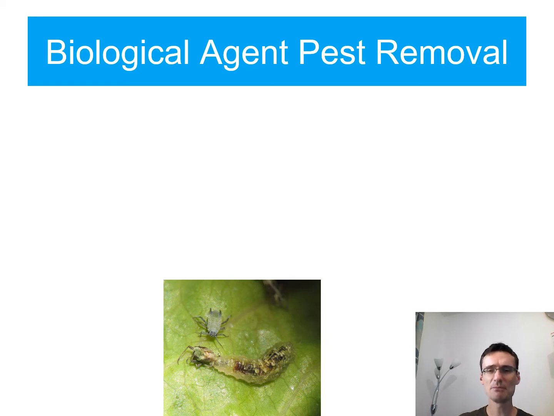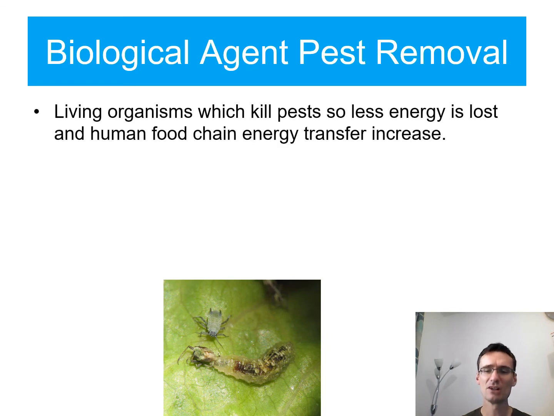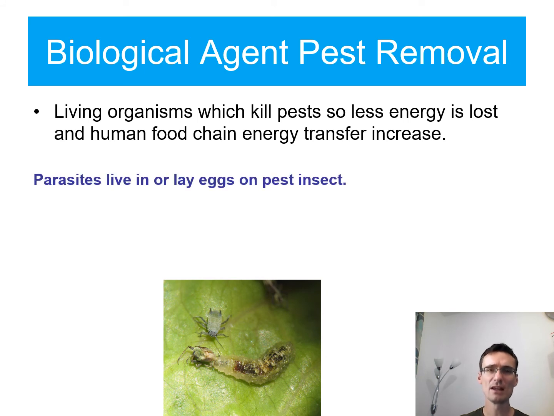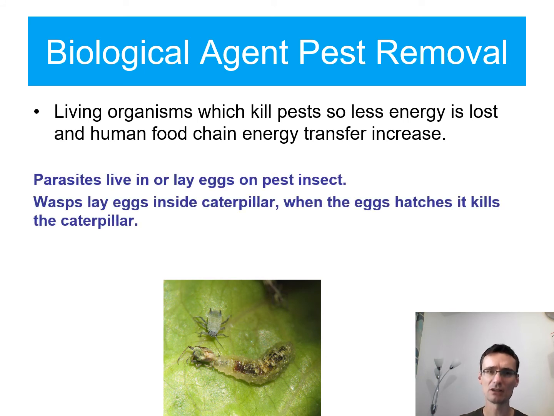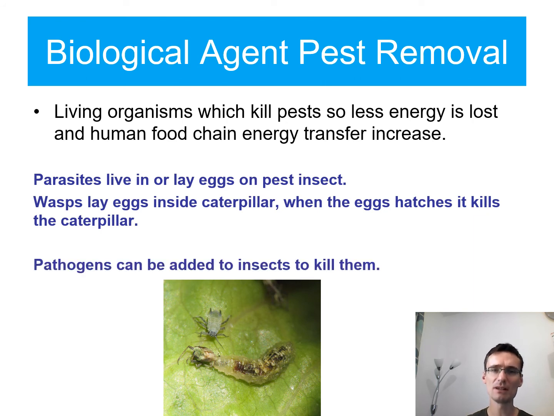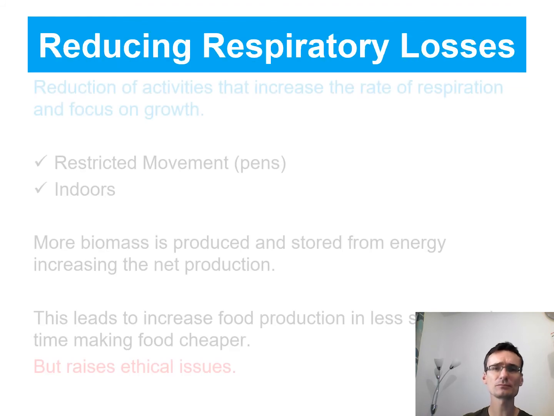We do that in the UK, but on a smaller scale, less exciting organisms mainly. So we introduce living organisms that will kill the pest, so the energy is not lost out of our food chain. Examples of this could be wasps, and we can actually use wasps. People always say, what's the use of a wasp? Well, you can use a wasp to lay its eggs in the caterpillars that might eat your crops, and then when the wasp's eggs hatch, it kills the caterpillar. Another thing you can do is mites, and you can add different types of mites to kill other types of mites on plants. We can also spray pathogens onto insects to kill them as well.